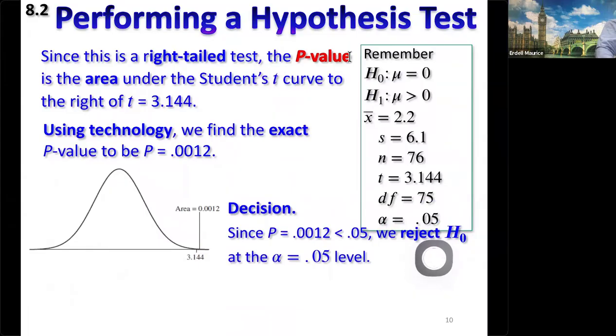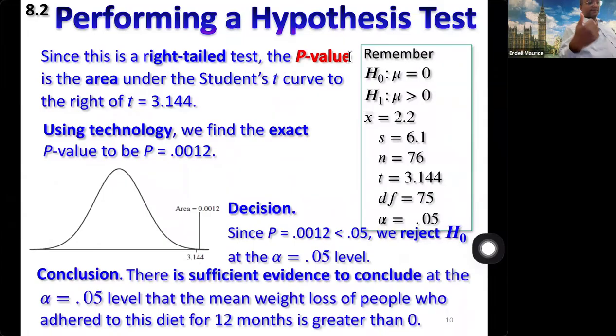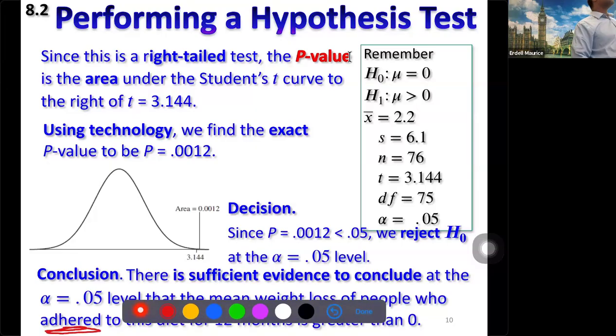Why are we sticking the null, y'all? And so our conclusion is that, yes, this diet will help you lose weight if you had adhered to it for a 12-month period. Question there. You should underline the word adhere because that's the real issue with most diets. Not whether they work or not. It's that you can't stick to them. Questions there?